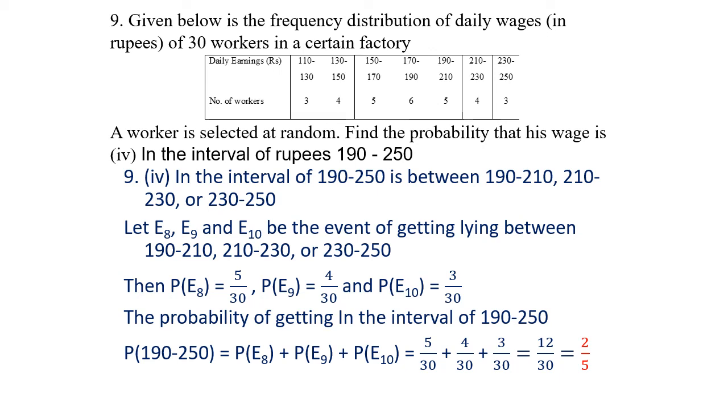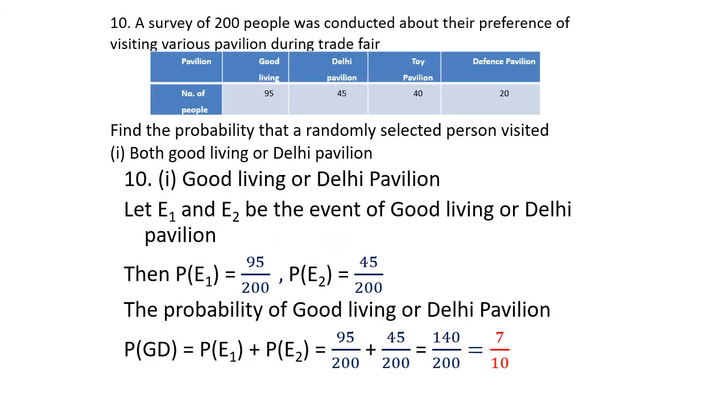In the same question, in the interval 190 to 250. Now 190 to 250 lies in which ranges? 190 to 210, 210 to 230, 230 to 250. So we have the probability adding up, 5 by 30 plus 4 by 30 plus 3 by 30 is 12 by 30, or 2 by 5.